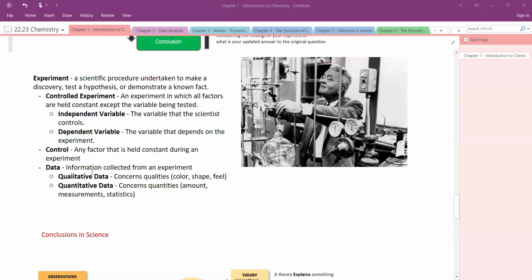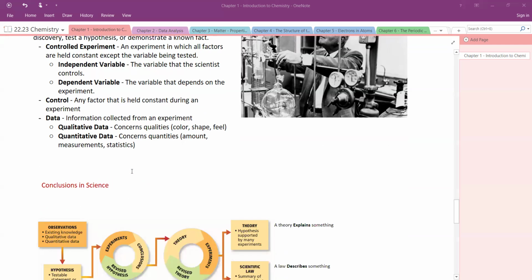And then all data can be put into two broad categories. Qualitative data, meaning it concerns qualities. These would be things like color, shape, feel, size, that kind of thing. And then we have quantitative data. Quantitative data talks all about quantities or amounts. This might be a measurement, some statistic, a weight, something with a number on it is going to be a quantitative finding, quantitative data.